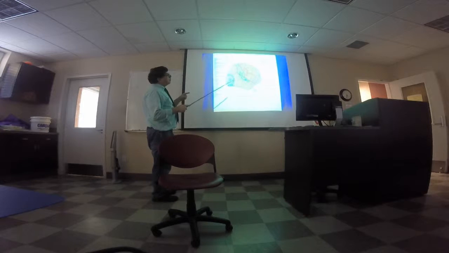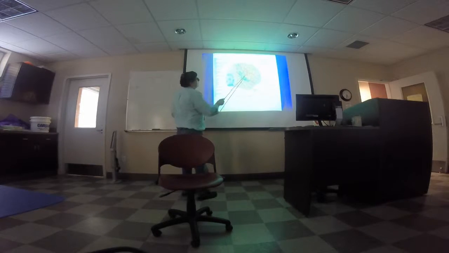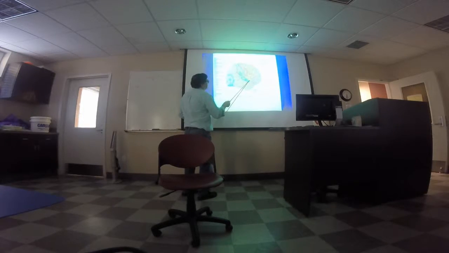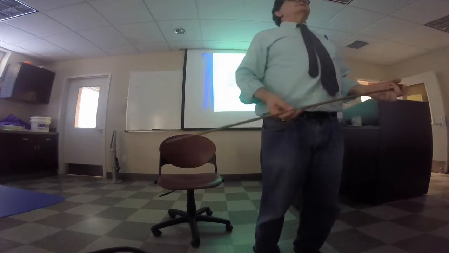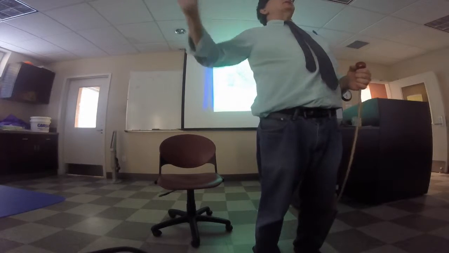I'm going to point out a third motor area. If we come below the premotor cortex down to the inferior aspect of the frontal lobe, this area here, 44-45, is called Broca's area. It's an area that's important for the expression of language.